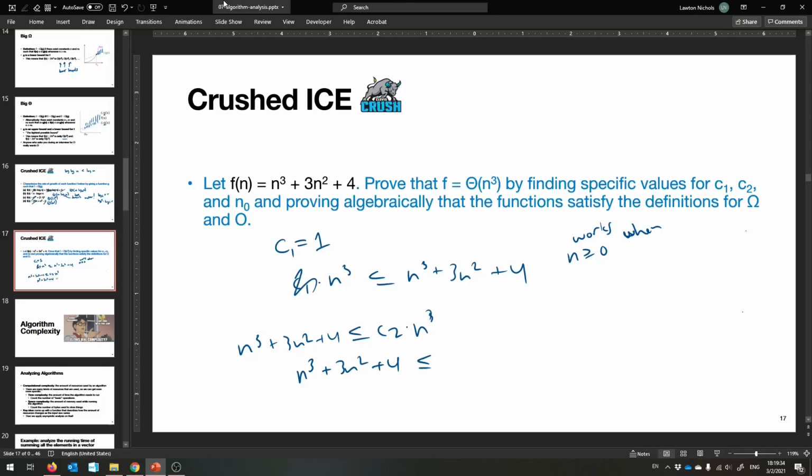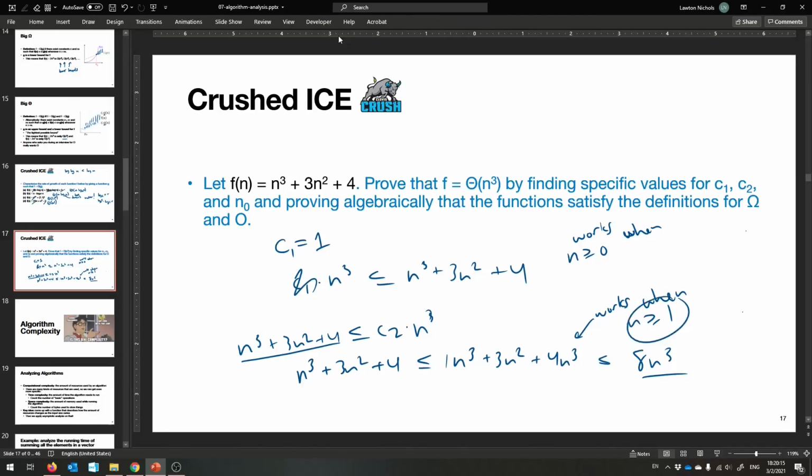Watch this. Let's just convert these to be, instead of n squared, make it n cubed. Instead of 4, let's make it 4n cubed. n cubed plus 3n cubed plus 4n cubed. And this is always true as long as n is greater than or equal to 1 this time. Can't have it be 0, because then we would have gotten rid of the 4. This is totally true when n is greater than or equal to 1, and that's just less than or equal to 1 plus 3 plus 4, 8n cubed. And for free, we just found that this is less than or equal to 8n cubed when n is greater than or equal to 1.